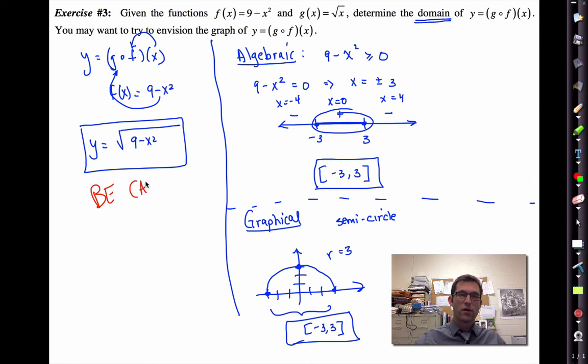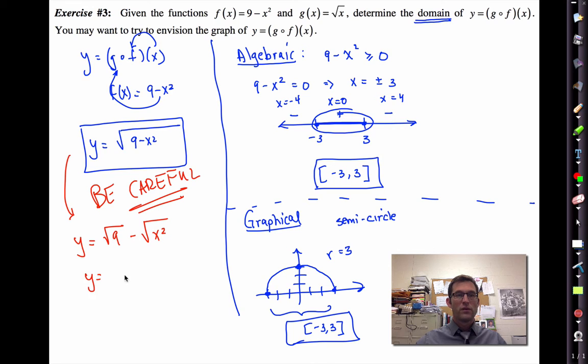Be careful. All right. There are a certain subset of kids that will say, oh, well, I'll just make this into the square root of 9 minus the square root of x squared, which is then 3 minus x. And then they kind of look at this and they wonder, why is he even asking me about the domain? That's a line. And the domain of any line is all real numbers.